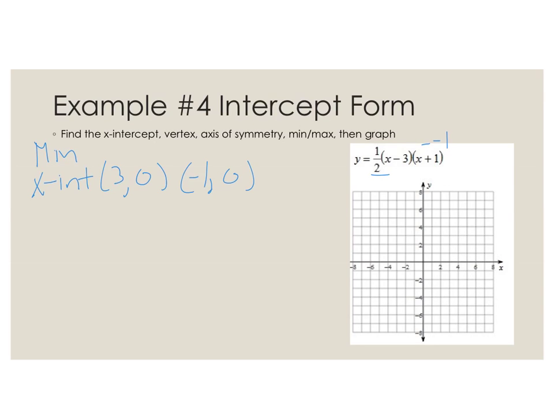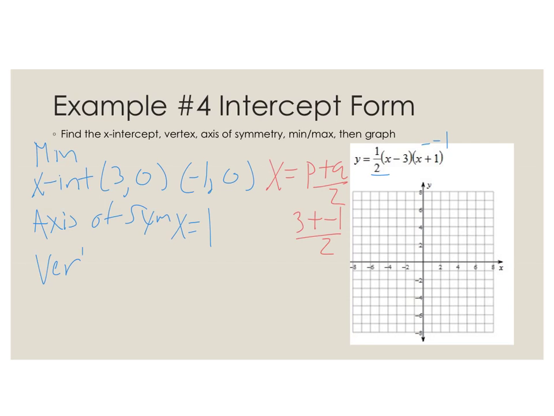Axis of symmetry. We'll use that new little formula we have. X equals P plus Q divided by 2. So P was 3 plus Q is negative 1 divided by 2. 3 minus 1 is 2 divided by 2. Axis of symmetry is X equals 1.